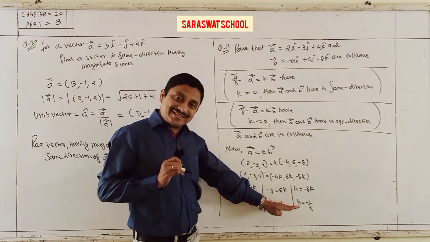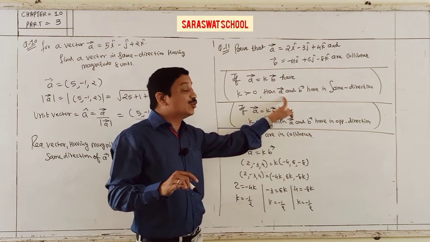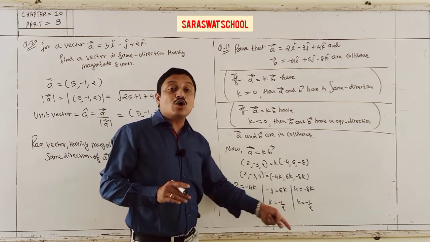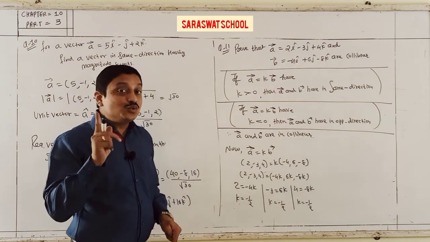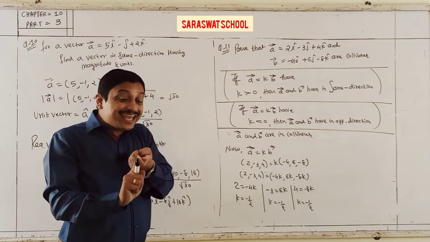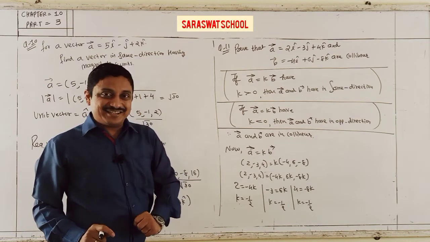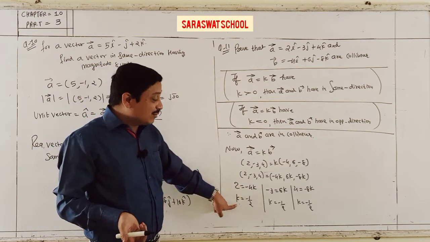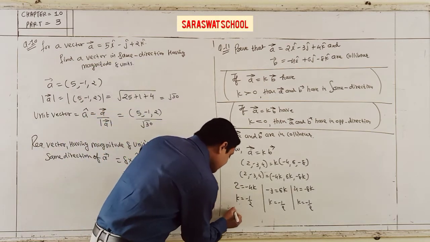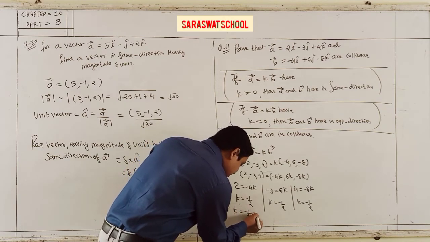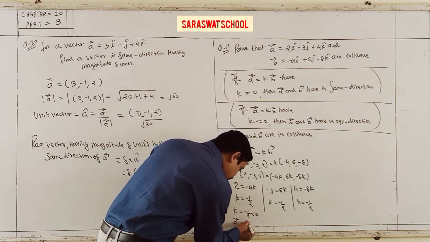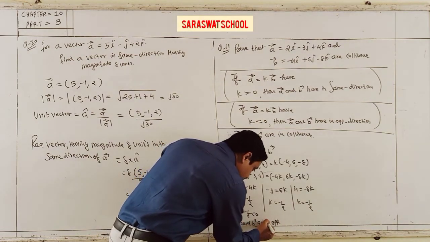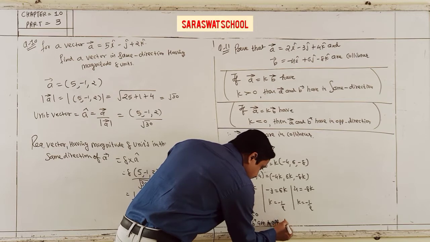If all the K answers are the same and all are positive, then it goes to same direction. But if the K values are not the same, then it goes to different directions. A and B are different directions, and different direction means they are non-collinear. But here our proving is done. Therefore we can say K is equal to minus, less than 0. So A and B are in opposite directions.